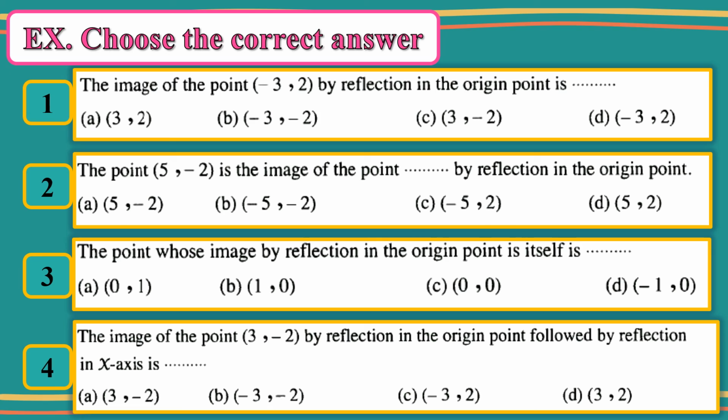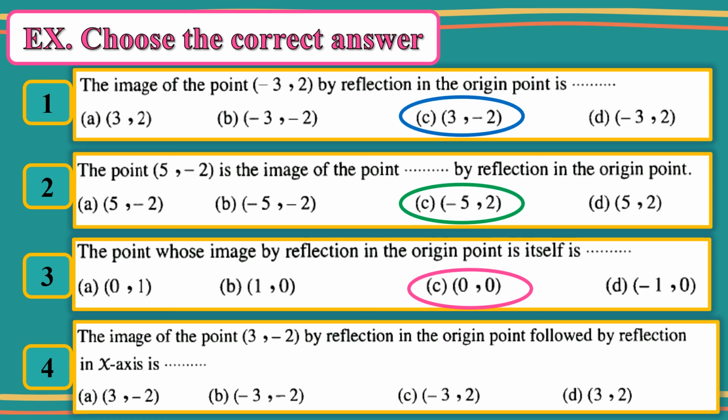The last questions. Exercise, choose the correct answer. Number 1, the image of the point (-3, 2) by reflection in the origin point: change the sign of x and y, so it becomes (3, -2). The point (5, -2) is the image of what point by reflection in the origin point? The answer will also change the sign of x and y: (-5, 2). The point whose image by reflection in the origin point is itself is (0, 0).